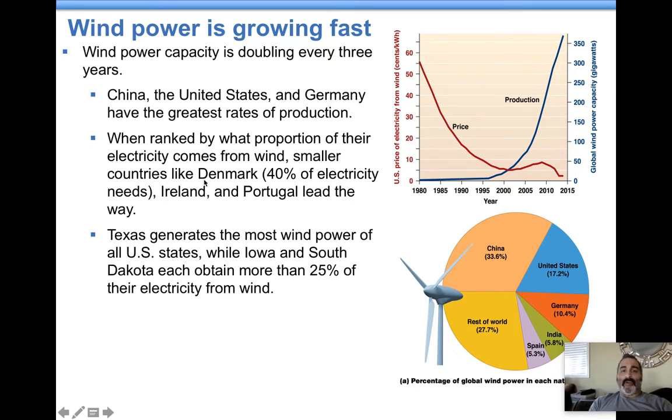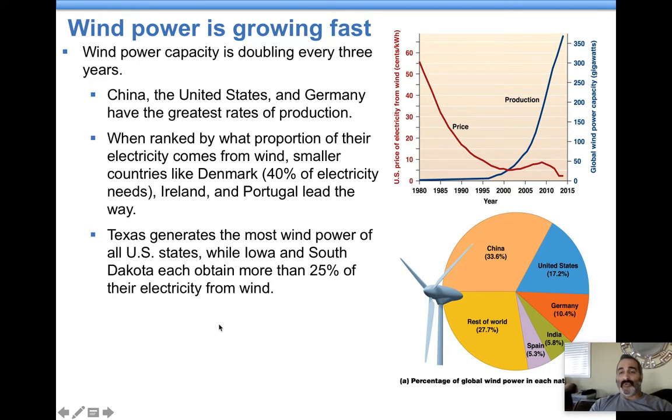Denmark, for example, is one of the world leaders on wind. About 40% of the country's electrical needs come from wind power. That's pretty awesome if you really think about it. They're just much, much smaller than we are. China, the US, and Germany, of course, we lead the world, but Denmark is pretty impressive. Per person, they're one of the highest. And specifically, this 40% of electricity needs coming from wind power is awesome.